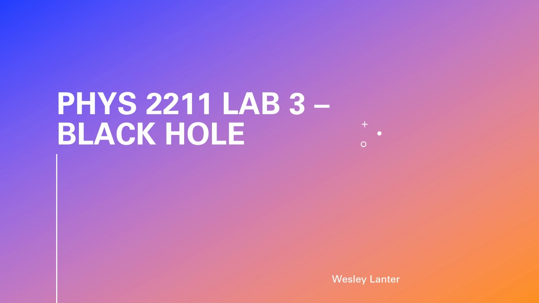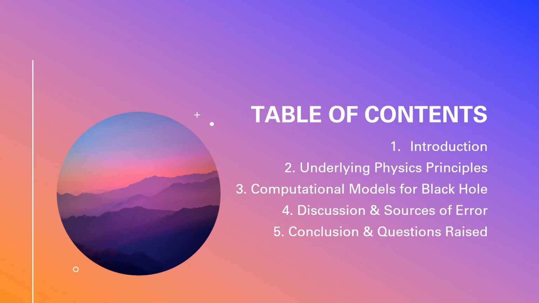Hey everybody, welcome to my Physics 2211 Lab Report 3: Black Hole. For the table of contents, we're going to be doing instructions and some underlying physics principles. We'll be going into the computational models for the black hole for both part 1 and 2. Then we'll be doing some discussion and talking about sources of error. Then we'll be doing our conclusions and questions raised, which are the what if and what does it mean questions.